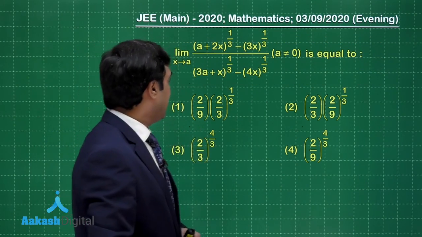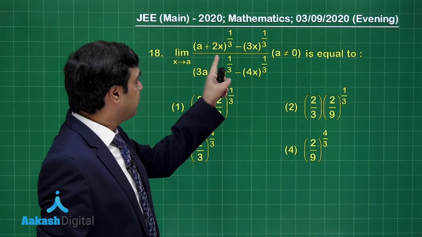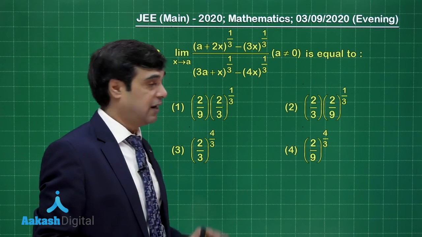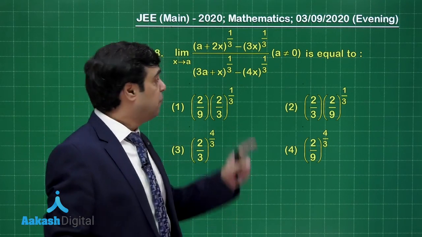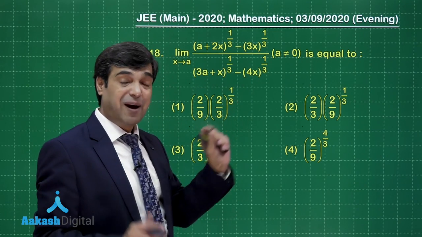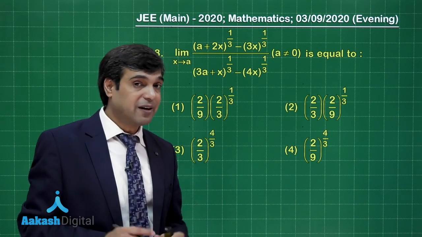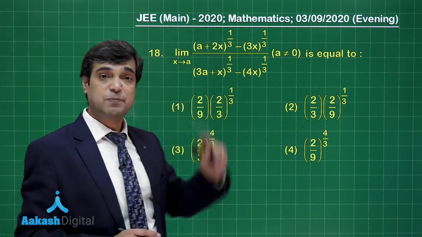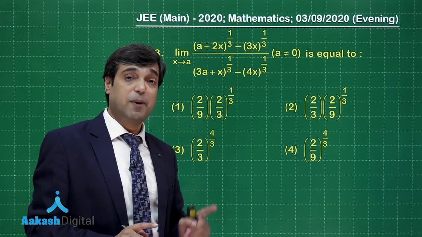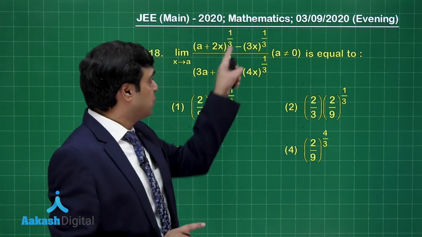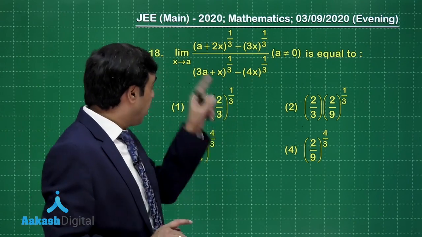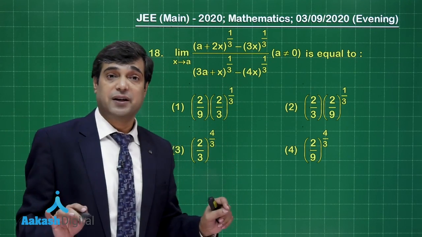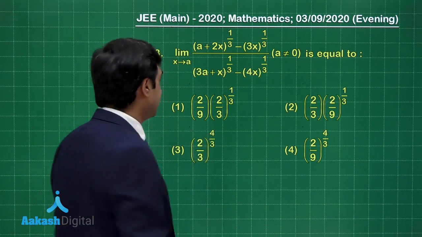Limit x approaching to a, (a plus 2x) whole to the power 1 by 3 minus (3x) whole to the power 1 by 3, upon some expression in denominator as well. Now two possibilities. One, we can multiply and divide both by some rationalization factor. And what that factor would be? It would be on the ground of x cube minus y cube. If we say x minus y is there, we need to multiply and divide by x square plus xy plus y square to this one as well as this one. Some problematic factor which is making x minus a 0 would be cancelled and we can put the limit to get the result. Or we can apply L'Hopital. Let's go with the second approach here.